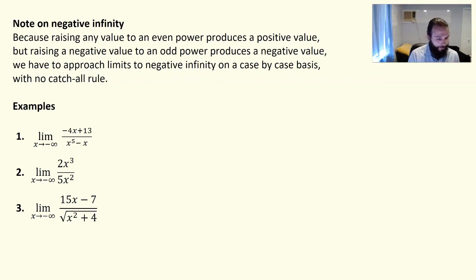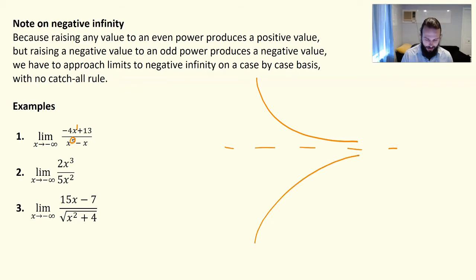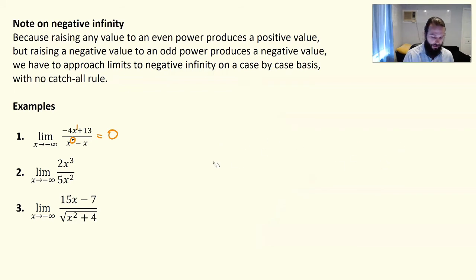So for number one, we can see that we've got the higher power in the denominator. This is a 5, and this is effectively a power of 1. Now, in this particular case, we're going to still approach 0. Whether we approach it from this side or from the bottom, that doesn't actually matter. So when we have the power larger in the denominator, that's still 0. There's no such thing as negative 0, so it doesn't actually matter whether it's positive or negative infinity in this particular case.